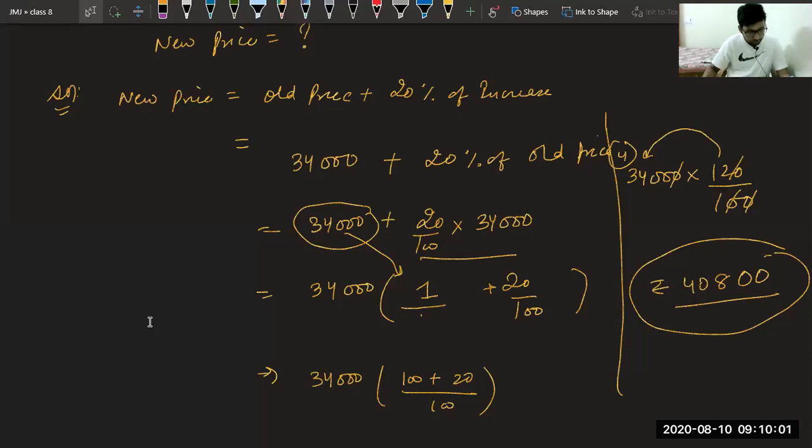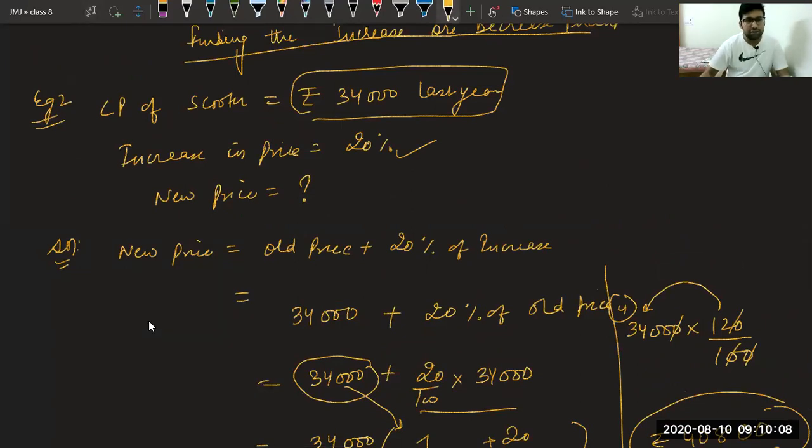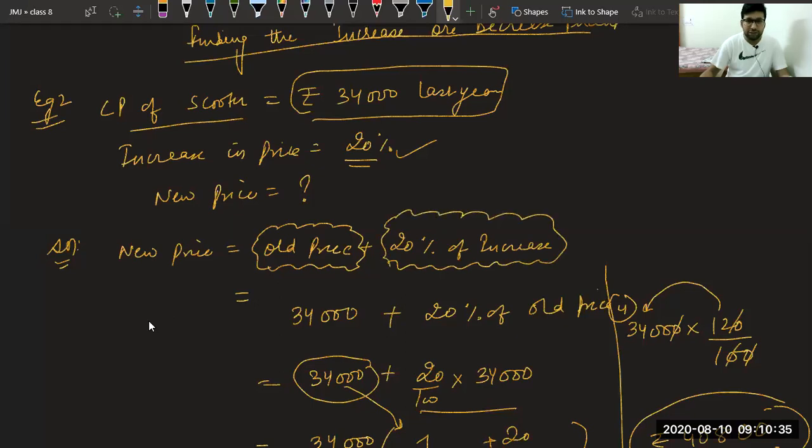Sir, please repeat. Okay, I'm repeating again. Given to us, the CP of the scooter is 34,000. Suppose this year the cost of the scooter is 34,000. Next year, when you go there, they say, sir, the price is increased by 20%. Now you have to find the increased price. That will be given by old price, which is 34,000, plus 20% of the old price.